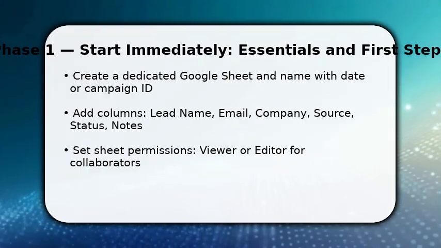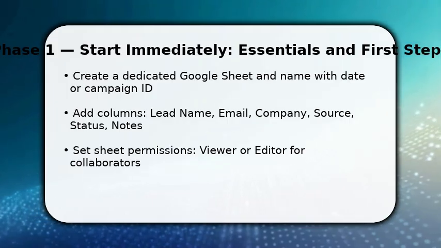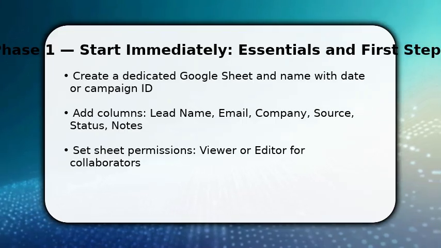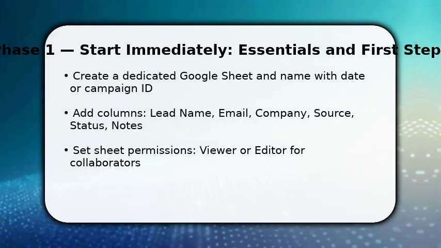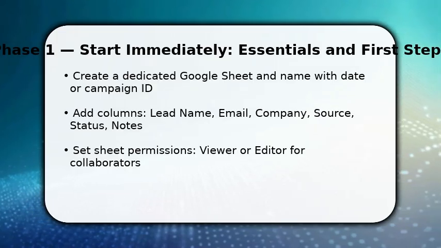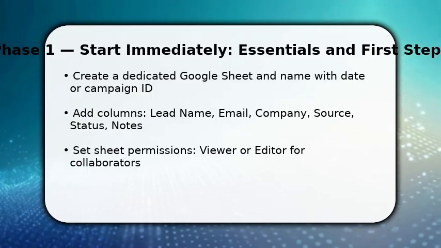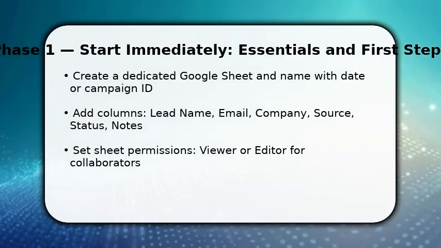You start by preparing one focused Google Sheet. Name it with the campaign ID so tracking is simple. Next, create columns for contact data: lead name, email, company, source, status, notes, and freeze the header row so entries stay visible. Once done, set sharing to specific editors, not public.